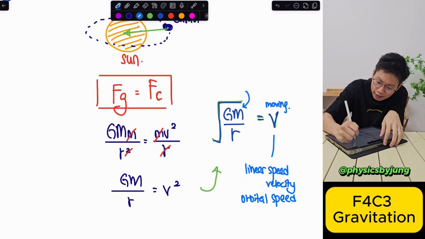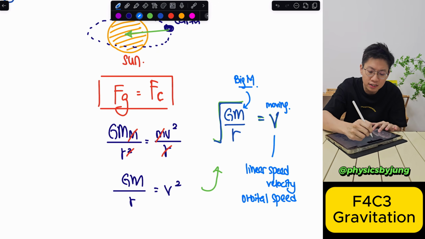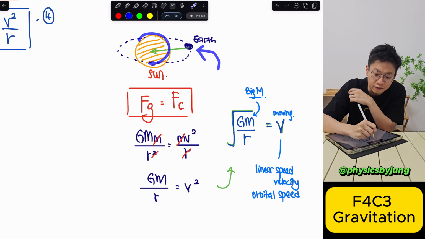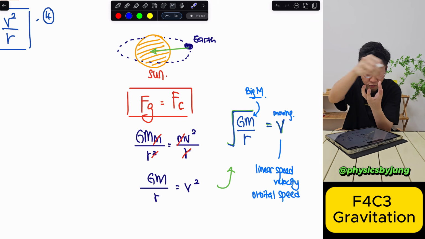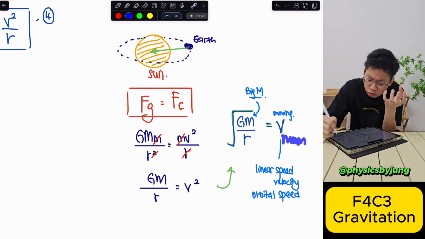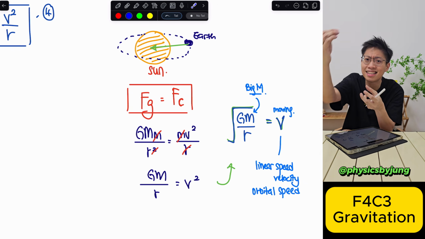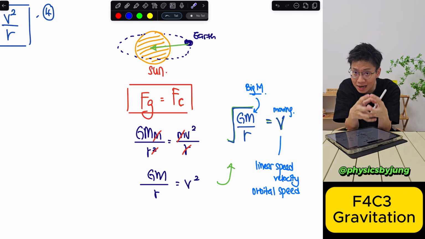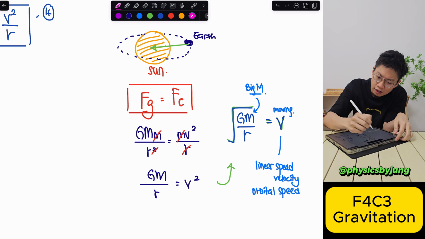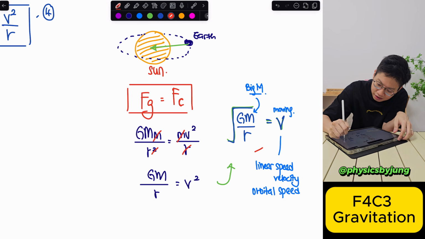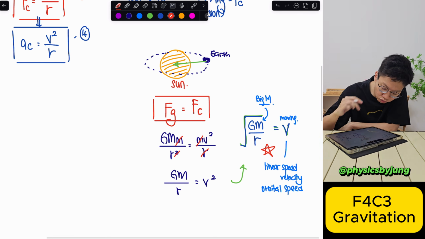But this M, you have to remember that it is the big M. Okay, so what do I mean by that? If you want to calculate the velocity of Earth, you need to use the mass of the sun. If you want to calculate the velocity of the Moon going around the Earth, then obviously you have to use the mass of Earth. If you want to calculate the velocity of a satellite, you have to use the mass of the planet. Okay, so remember, common mistake here. Let me draw a star here. So therefore, there is a careless mistake here: substituting the wrong M.